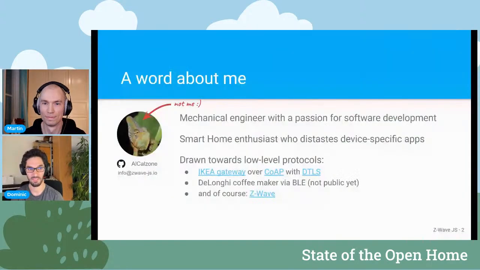So, like I said, I'm a mechanical engineer and do software development in my free time. A few years ago, I stumbled into the smart home world, and I quickly grew to hate the device-specific apps and cloud connections that Paulus talked about before. For that reason, I tend to be drawn towards low-level protocols that enable devices to talk to each other locally. For example, I built an integration for the IKEA gateway, which talks over DTLS and CoAP. I've been working on a way to talk to my coffee maker via Bluetooth, and of course, the reason I'm here, Z-Wave.